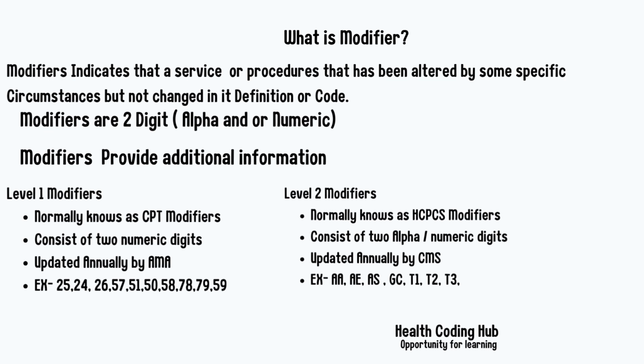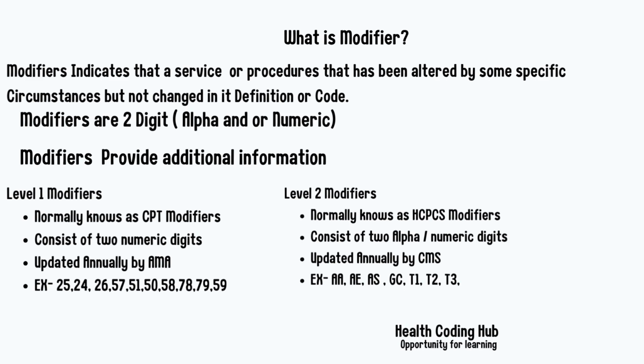In medical coding, we can find two different levels of modifiers: Level 1 modifiers and Level 2 modifiers. Level 1 modifiers are normally known as CPT modifiers, consist of numerical digits, and are updated annually by the AMA, the American Medical Association. Examples of Level 1 modifiers are modifier 25, modifier 24, and modifier 26.